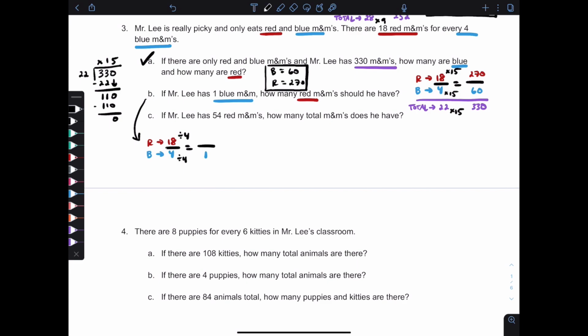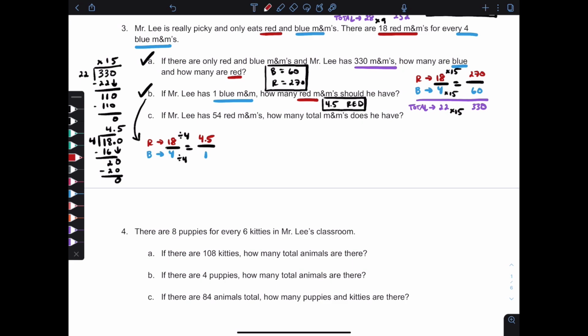That is just 4.5, but maybe it's good if I show this. 4 times 4 is 16. Subtract, that's going to be 2. It says 4 and 2/4 is 4.5, but maybe some of you prefer decimals. If I put a decimal 0, that's 5 times 4 is 20, and we get 4.5, which is the same thing. So if there was 1 blue M&M, then there would be 4.5 red M&Ms. That'll be the answer for part B. And done.